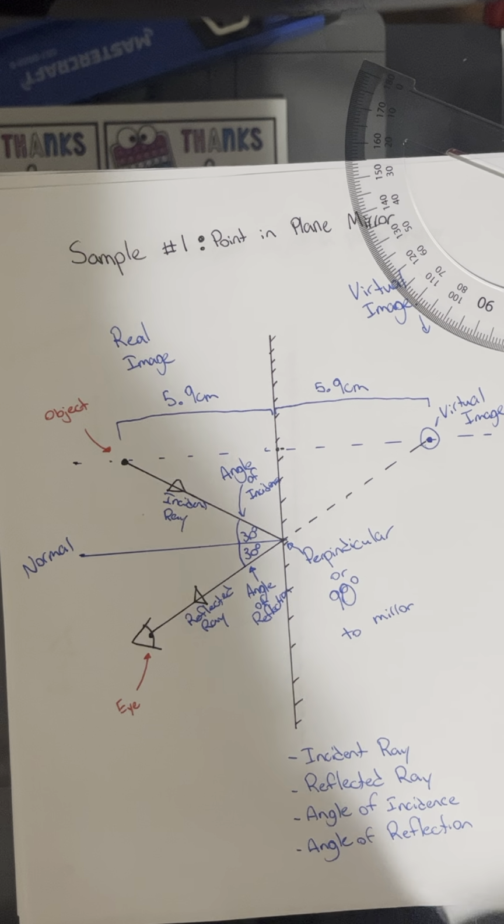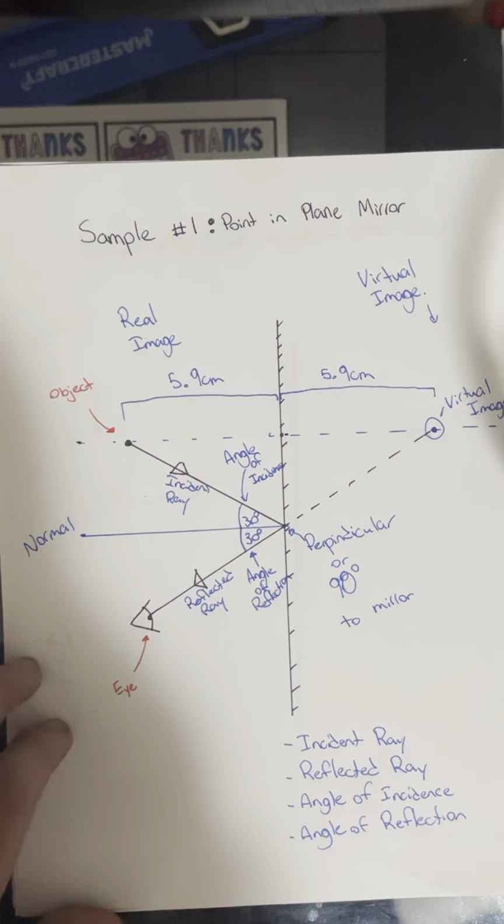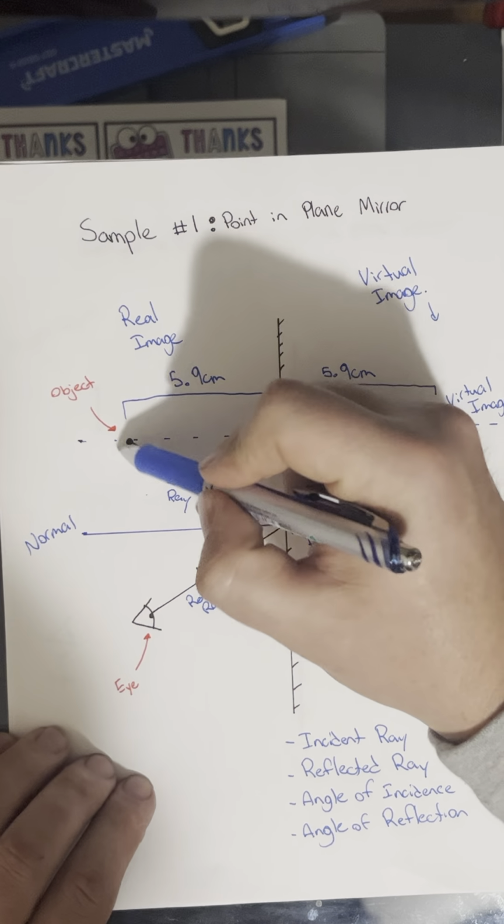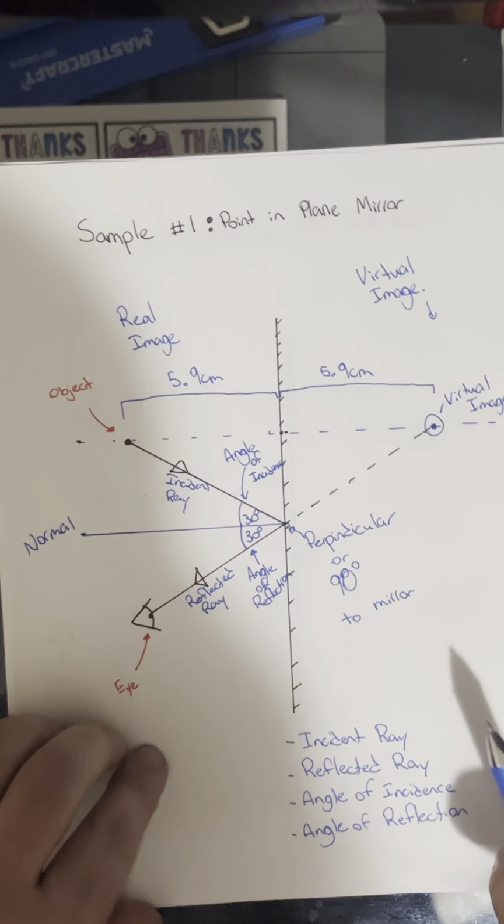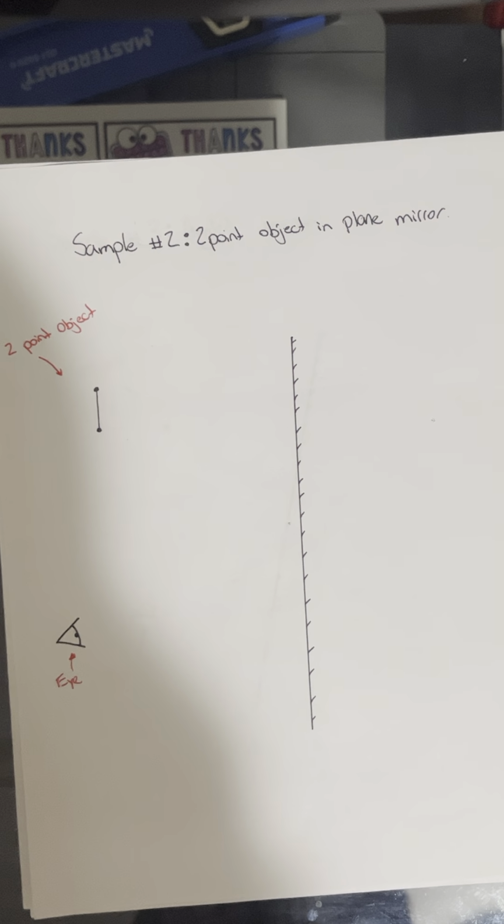However, it's not always going to be this simple, right? There are going to be some situations where we have some objects that aren't as easy as this one here with one singular point. So our next sample here is an object that now has 2 points. Right? So again, the process is not going to change whatsoever.